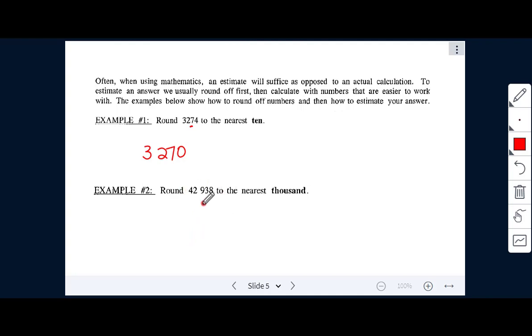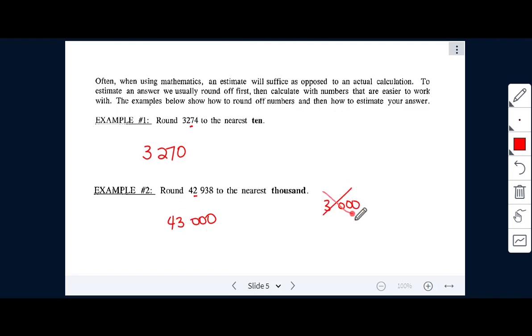Next, we have 42,938, and we're rounding it to the nearest thousand. A thousand's place is right here. It's a 2. Look to the right. It's a 9. So therefore, the 2 is going to go up 1, and it becomes 43,000. Common mistake students make is they'll just say 3,000, and they'll forget the 4 in front.